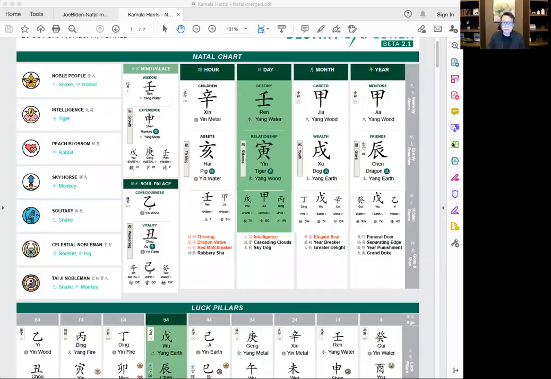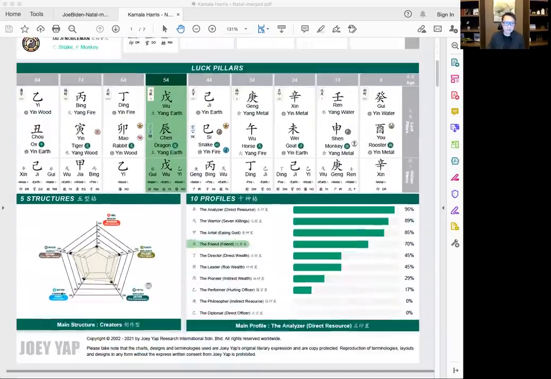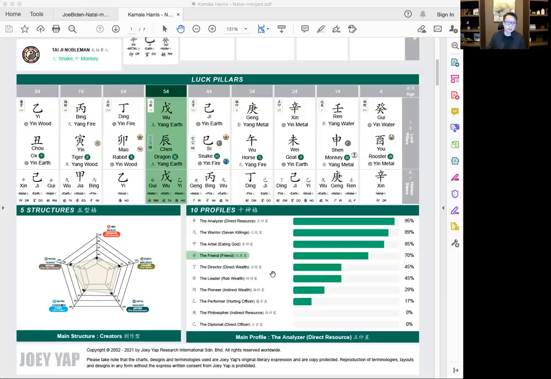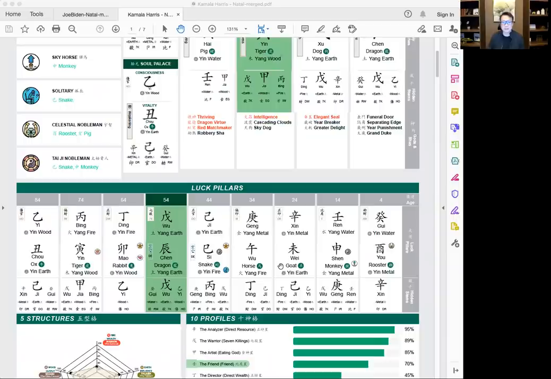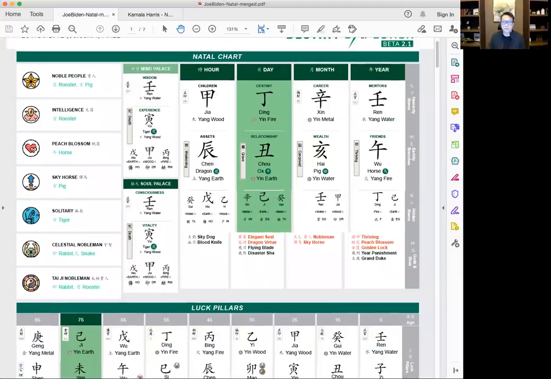Okay, so if I just take this chart here and look down a little bit here, this is the 5 structures, okay? And these are the 10 stars in terms of the 10 profiles, okay? We'll talk about that, I think today or tomorrow in the lessons, okay? So yesterday we discussed primarily right here, okay? So if you just look at Joe Biden's chart, you can also see, right? He's yin fire person, okay?